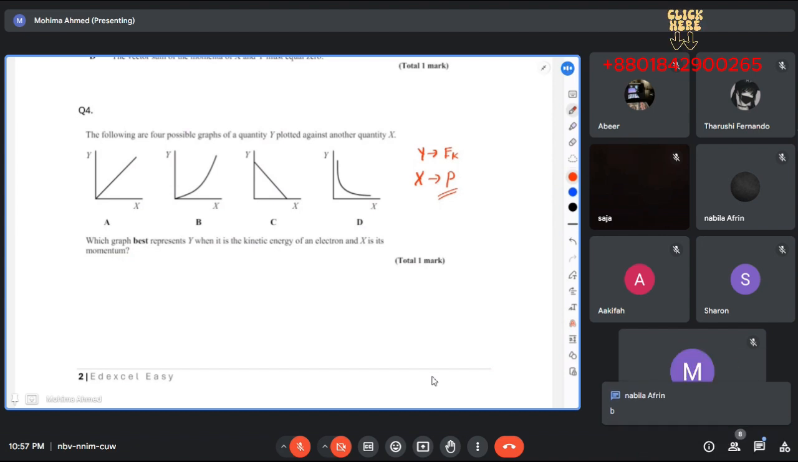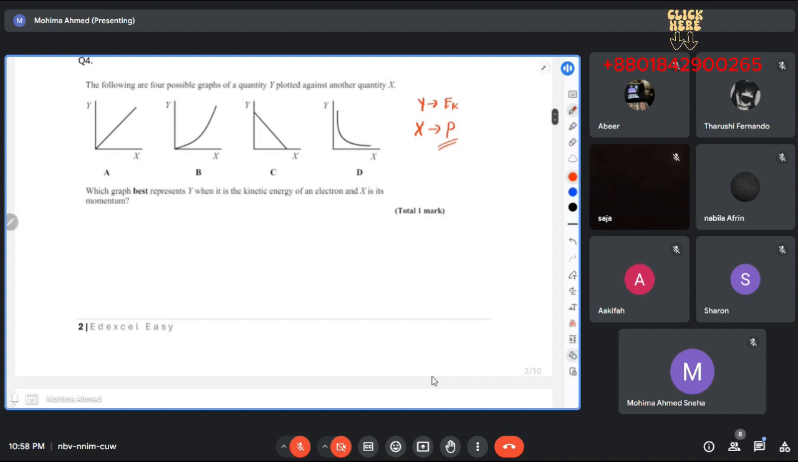Kinetic energy is directly proportional to momentum squared, right? That is your answer, because we know from our basic derivation, if you start with kinetic energy and momentum, there's only one equation that connects them, which is kinetic energy equals momentum squared over twice the mass. I can actually write this as kinetic energy equals 1 over 2m multiplied by momentum squared. And this entire thing is actually a constant, because the mass of an electron is constant, right?